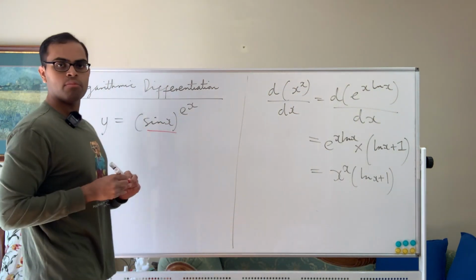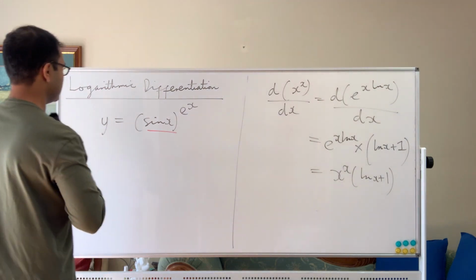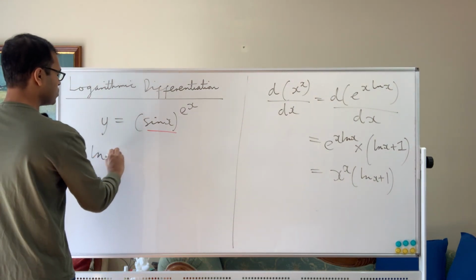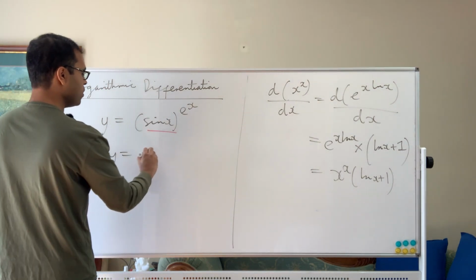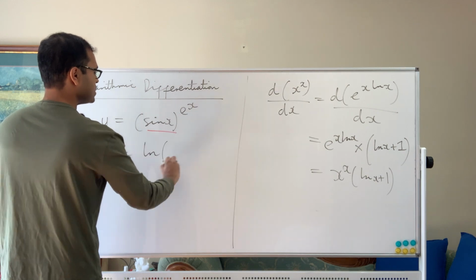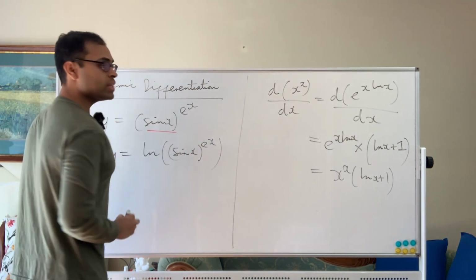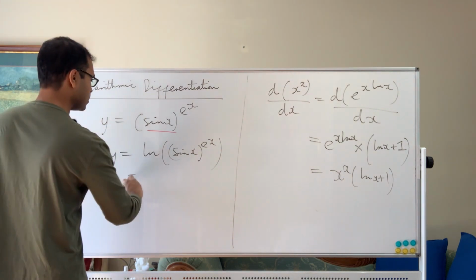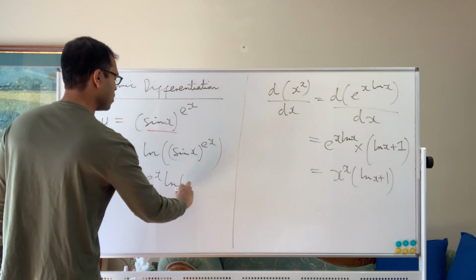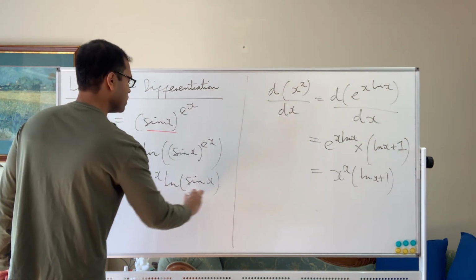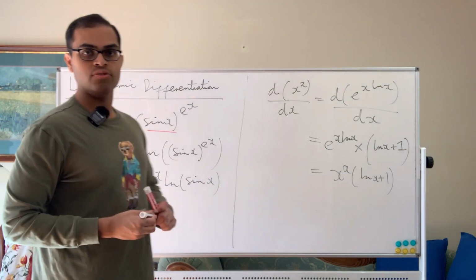So how do you do that? Well, we take logs. So let's do logarithmic differentiation. You take logs on both sides. Log of y is equal to log of sine x power e to the x. And we know that the exponents come out front when you take log. So you get e to the x times the log of sine x. And now you can differentiate both sides with respect to x.